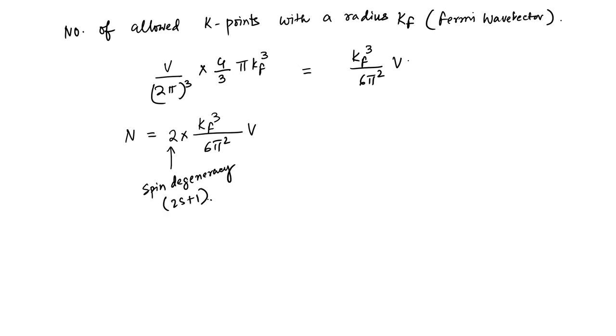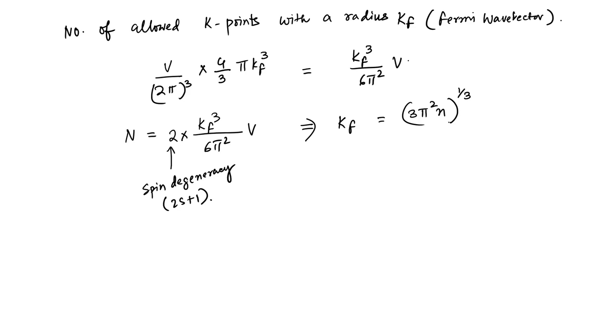2s plus 1. So, if you do a simple calculation of this, in order to find Kf, you find Kf to be equal to 3 pi square n whole to the power 1/3. So, that tells you that if you want more particles to be accommodated, it is just that the Fermi momentum, or the radius of the Fermi sphere, just increases as n to the power 1/3. And this is that Fermi wave vector expression.